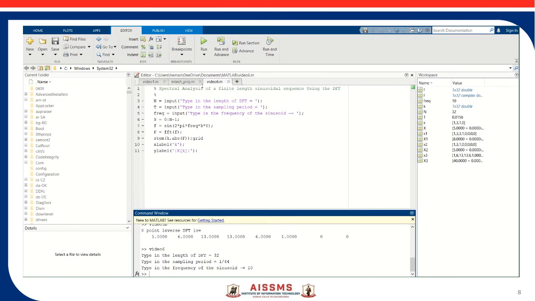Now the same Matlab program I will execute. Let us run the program again. In the command window, as you see, type the length of the DFT. So again I am inputting 32 point DFT. Then I will input the sampling period 1 upon 64 second, and type in the frequency of the sinusoid. I will input 11 Hz.